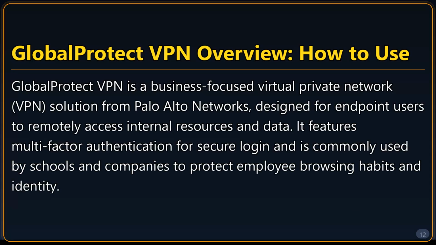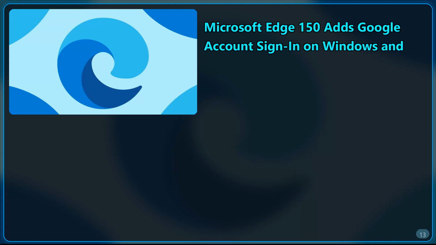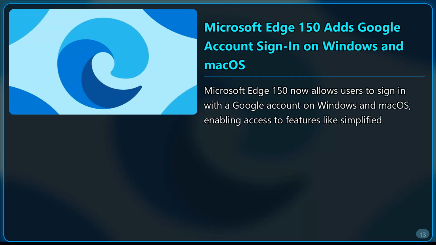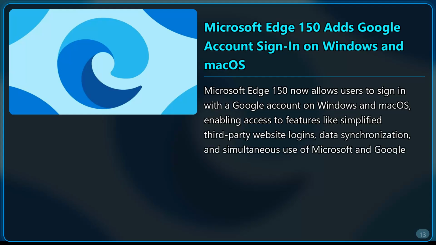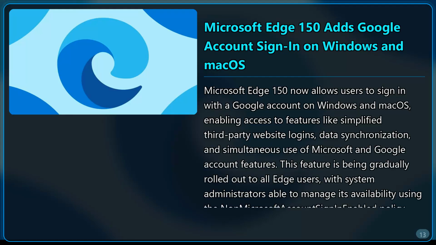Microsoft Edge 150 adds Google account sign-in on Windows and macOS. Microsoft Edge 150 now allows users to sign in with a Google account on Windows and macOS, enabling access to features like simplified third-party website logins, data synchronization, and simultaneous use of Microsoft and Google account features. This feature is being gradually rolled out to all Edge users, with system administrators able to manage its availability using the non-Microsoft account sign-in enabled policy.